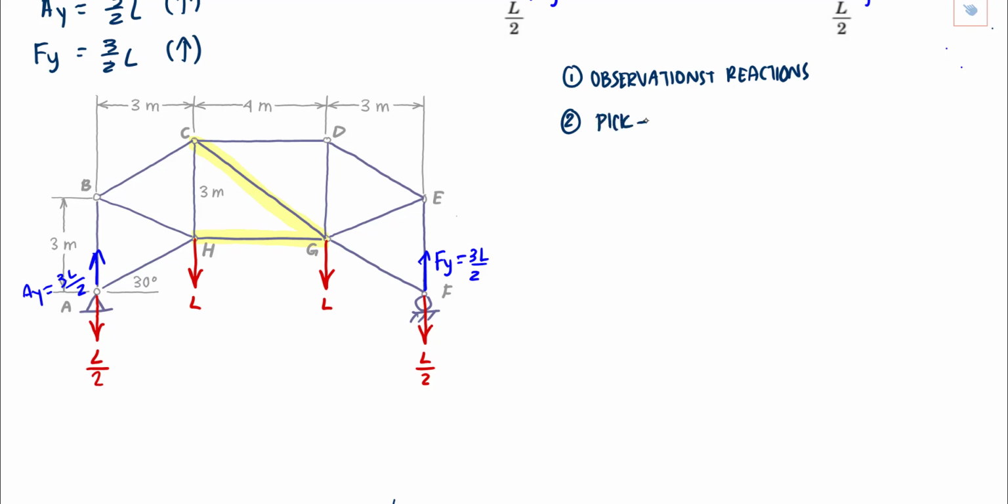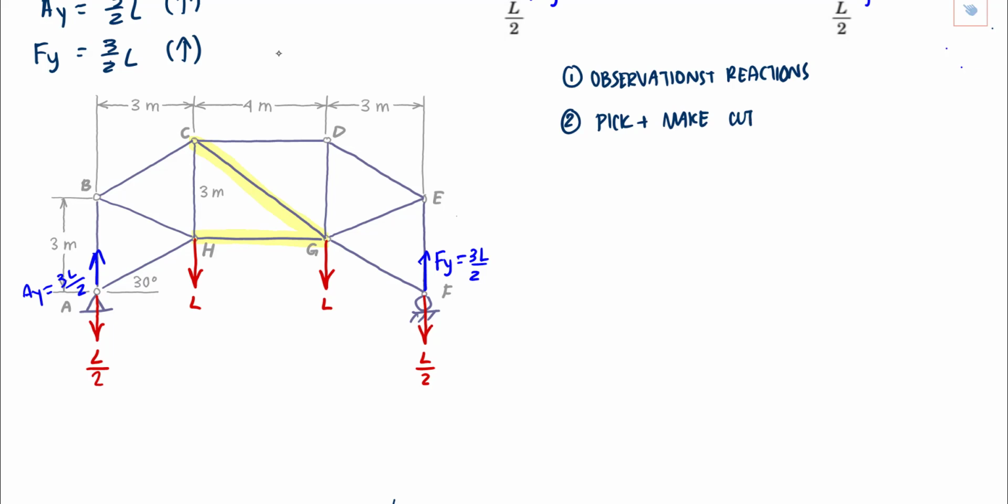pick and make your cut, right? So we can explore options, but we're going to pick and make, we're going to look at our different options and then cut through them. So remember, when we are dealing with method of sections, we want to cut through 3 or less members. Each member exposes a force. For one free body diagram, we have 3 unknowns we can solve for.